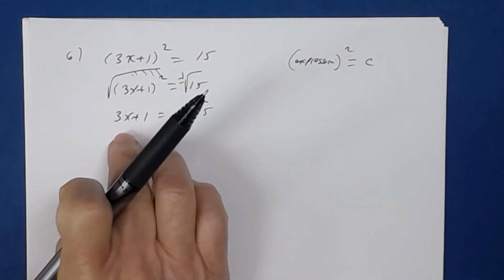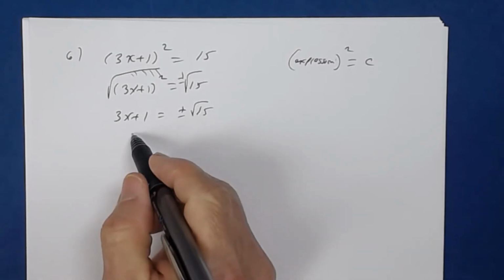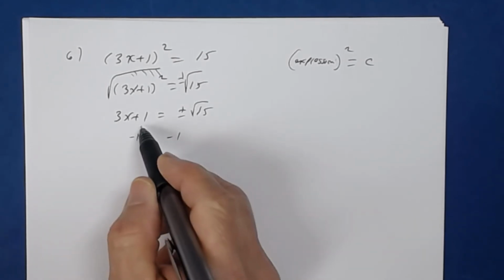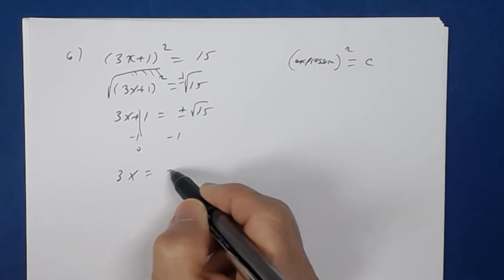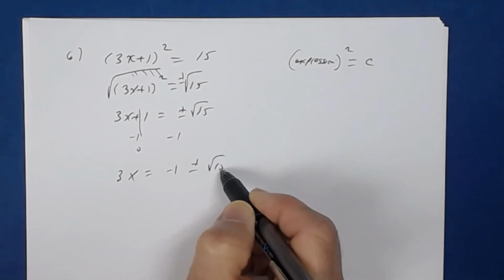But I still have to get x by itself. So I'm going to subtract 1 from both sides. Combine like terms, I get 3x equal negative 1 plus or minus the square root of 15.